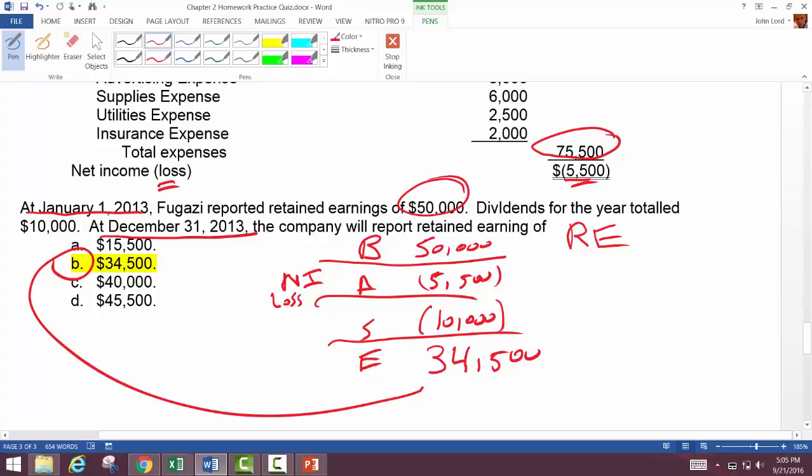Yes, sir? Would it be wrong if I put 5,500 with the 10,000, because it's subtracting anyway? Would it be wrong if you did that on your calculator? No. Would it be wrong if you did it where? In the middle of the street somewhere? What do you mean? Instead of adding and then writing loss and then subtracting 5,500, if I could just put that 5,500 in the subtraction next to 10,000 and add those two up and write 15,500.